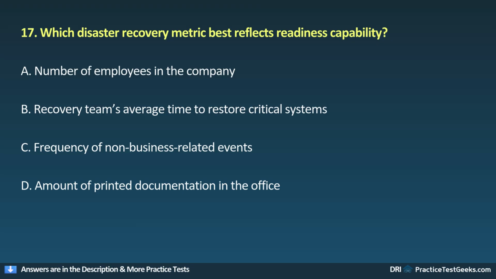17. Which disaster recovery metric best reflects readiness capability? A. Number of employees in the company. B. Recovery team's average time to restore critical systems. C. Frequency of non-business related events. D. Amount of printed documentation in the office.